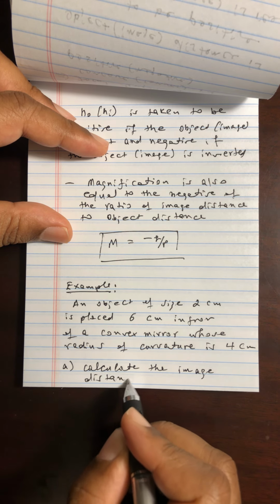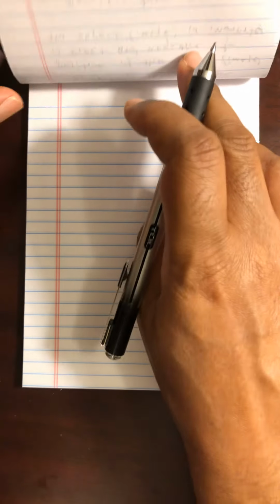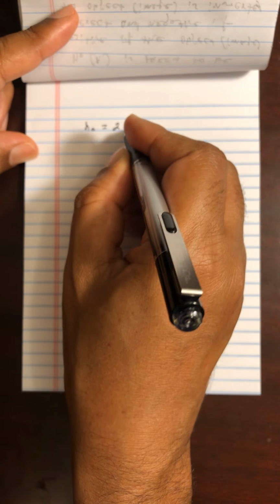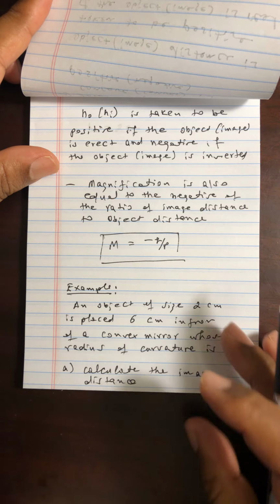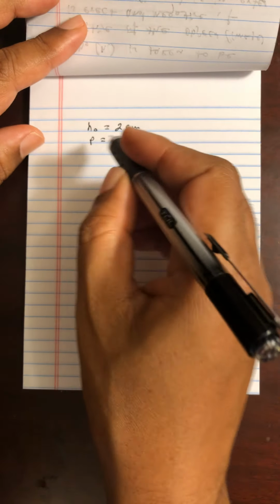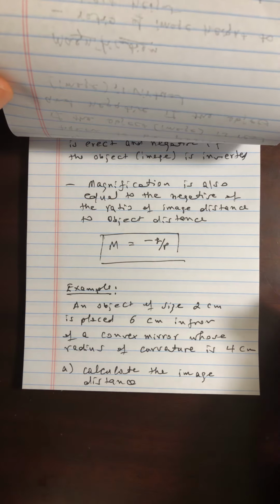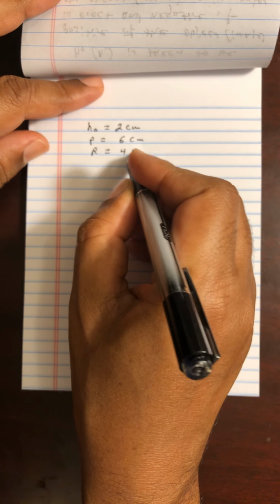All right, so let's write what we know. The size of the object is 2 centimeters. Okay, that's HO equals 2 centimeters. And then what else do we know? It's placed 6 centimeters in front of a convex mirror. So 6 centimeters is object distance. So P equals 6 centimeters. Now we're told the radius of curvature of the mirror is 4 centimeters. Okay, so you've got radius equals 4 centimeters.